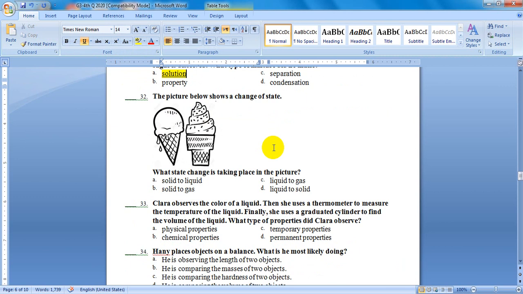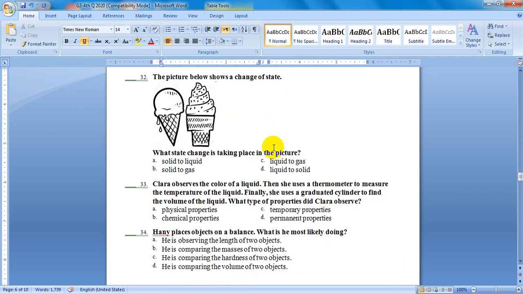32. The picture below shows the change of state. What state change is taking place in the picture? Here, the ice cream melts. So, solid to liquid, solid to gas, liquid to gas, liquid to solid. It was solid and it melts, it changes to be a liquid. So the correct answer is letter A, solid to liquid.